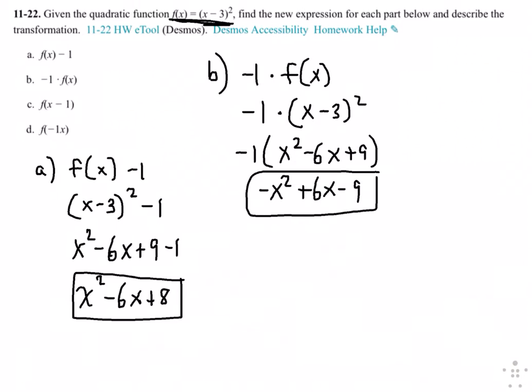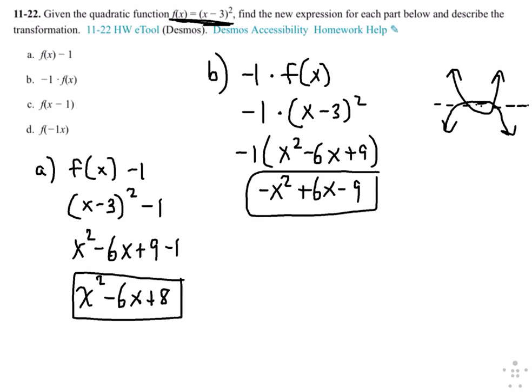What would happen with this graph when we multiply by negative 1? It's going to flip it, right? So one is going to open up, one is going to open down. So it's going to actually reflect that parabola over the x-axis, right? Because if it starts out like this, when I multiply by negative 1, it's going to end up like that, assuming this was the x-axis.